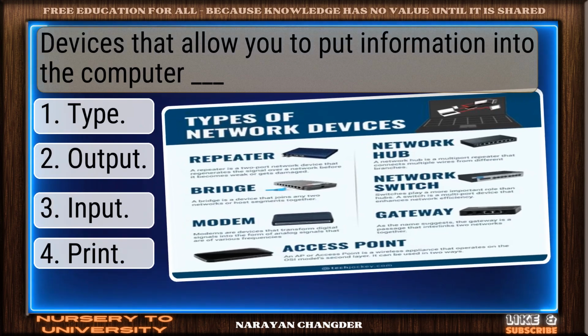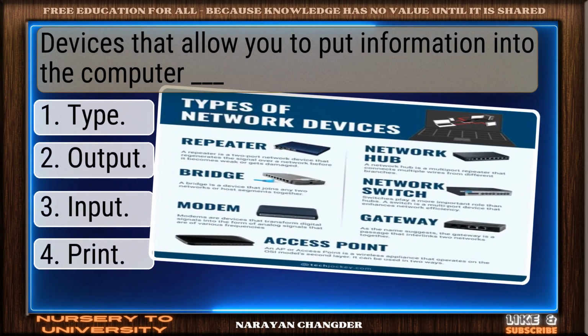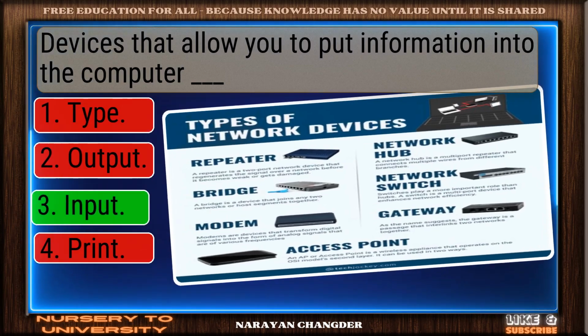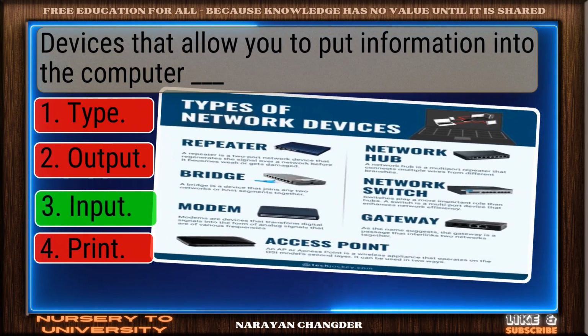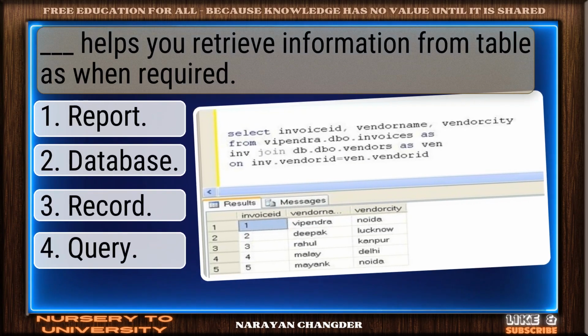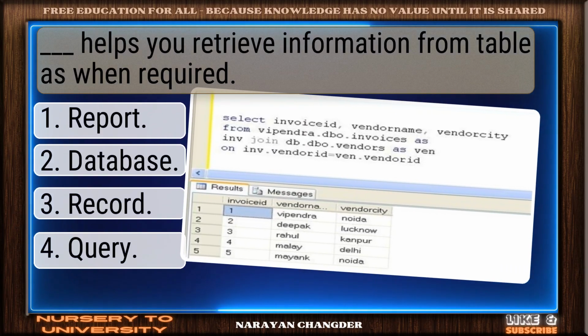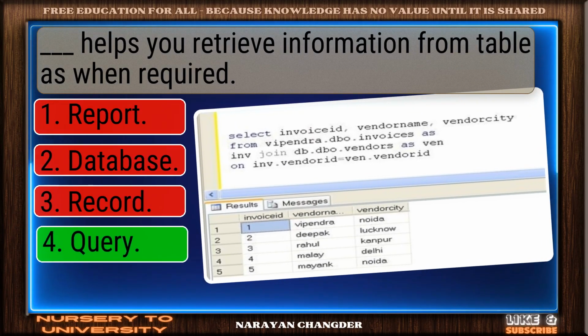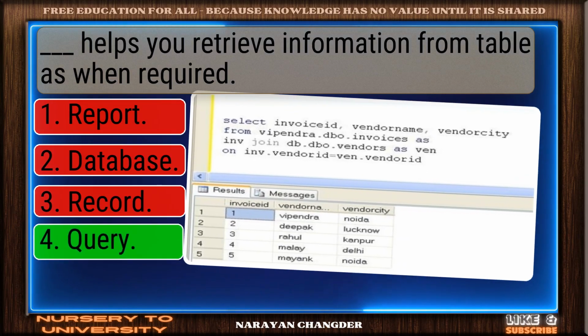Devices that allow you to put information into the computer are dash. Excellent. Input is well reasoned. Dash helps you retrieve information from a table as and when required. Good thinking. Query is right.